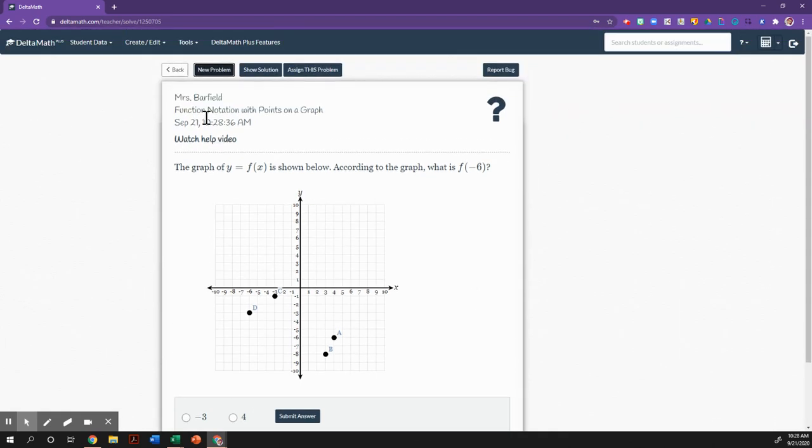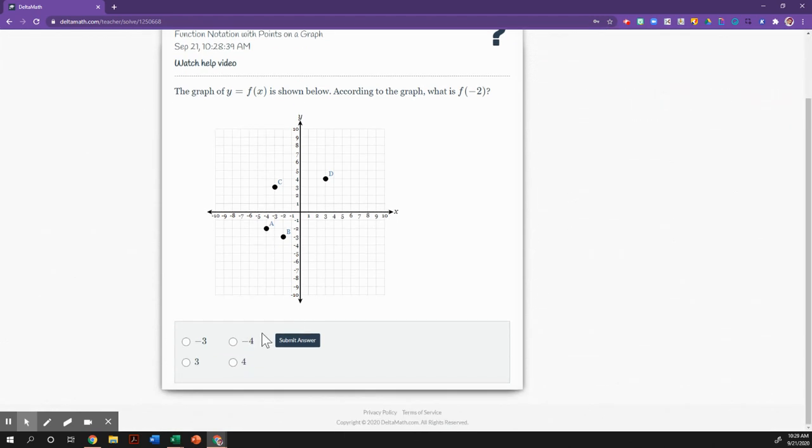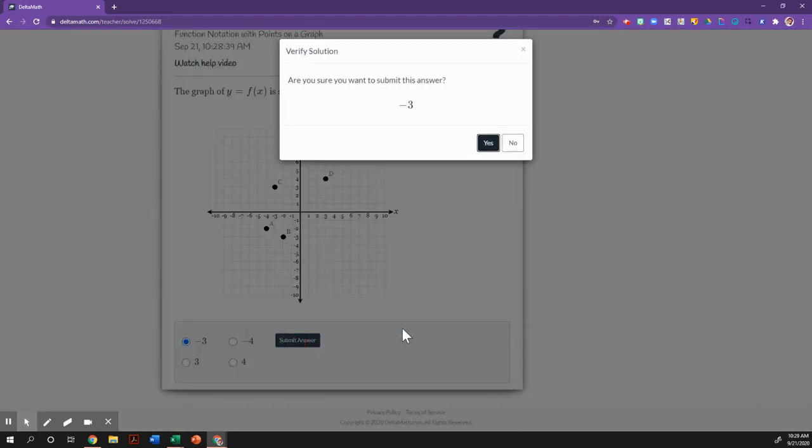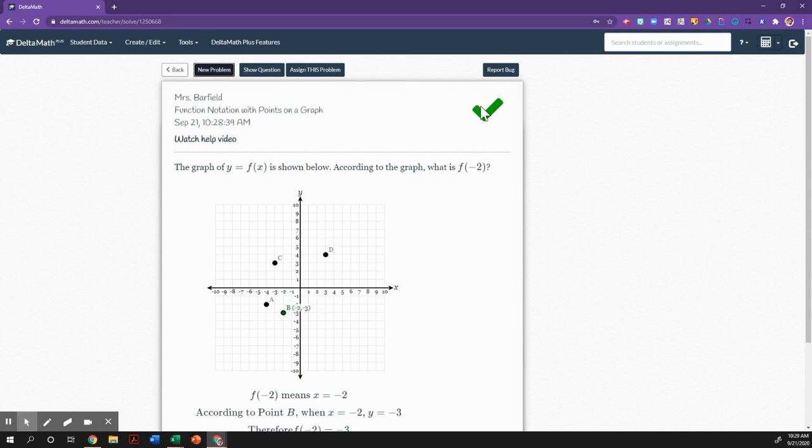Let's try it again. All right, let's not do one like that. Let's try this one. The graph of y equals f of x is shown below. According to the graph, what is f of -2? So that means I go to the x-axis, I go to -2, I go down to this point. Since I know what x equals, I need to know what y equals. Well, y equals -3. Submit my answer. Green check.